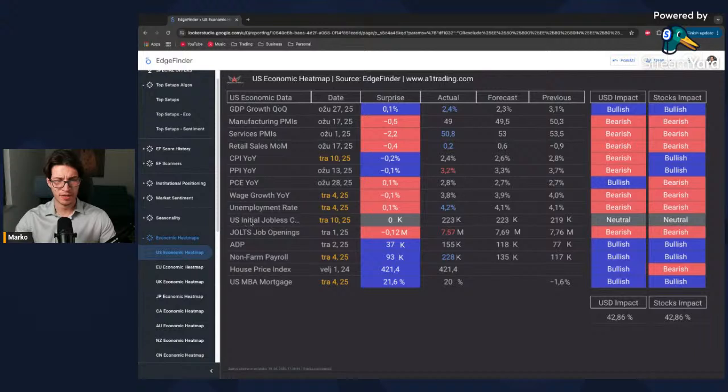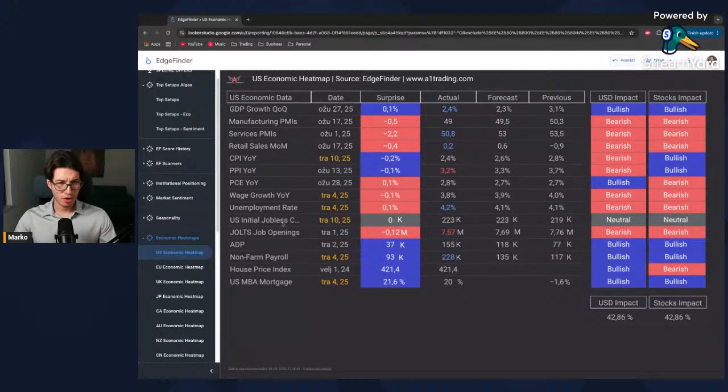CPI, we also got US initial jobless claims. So the CPI came in bearish for the USD. That is exactly what I mentioned. So we came in lower than the forecast, right? As you can see here. Lower than the forecast means that's bearish for the US dollar, but it's bullish for stocks, because if inflation is going down, that means possibly the Fed will be cutting interest rates. Lower interest rates means a weaker dollar and a stronger stock market, because it stimulates economic expansion. So that is what we got today.